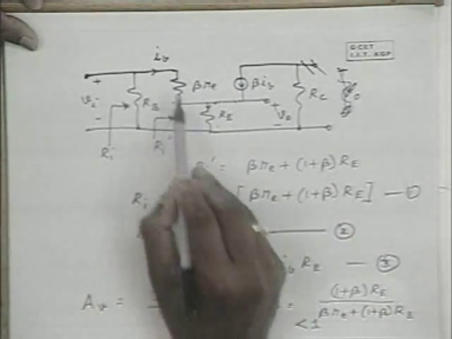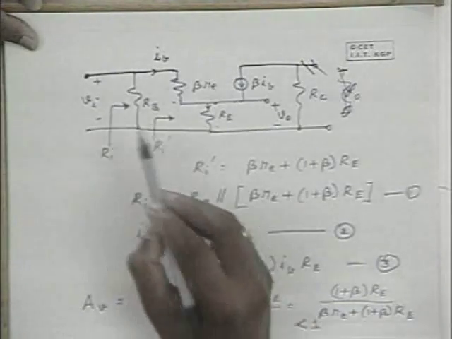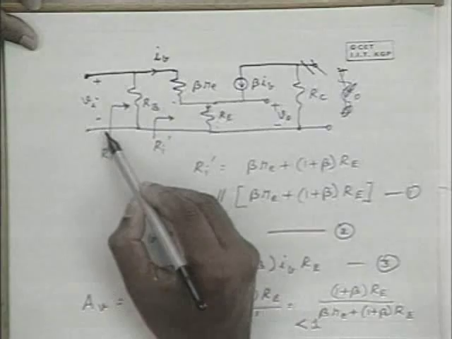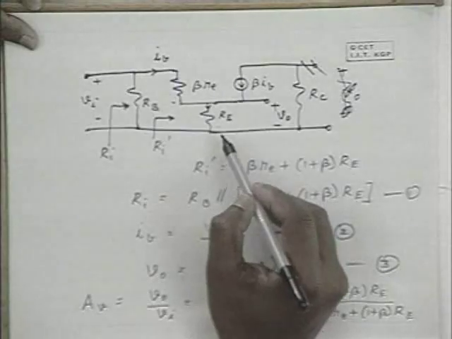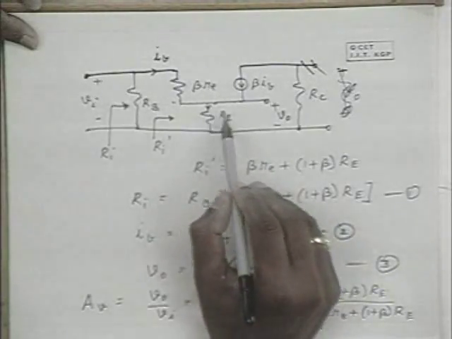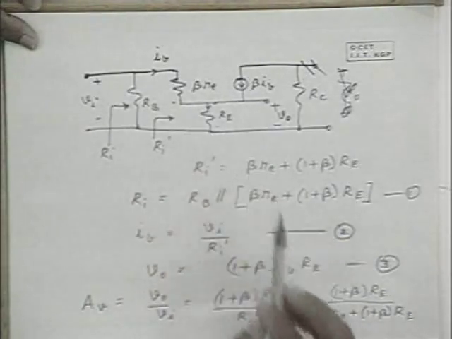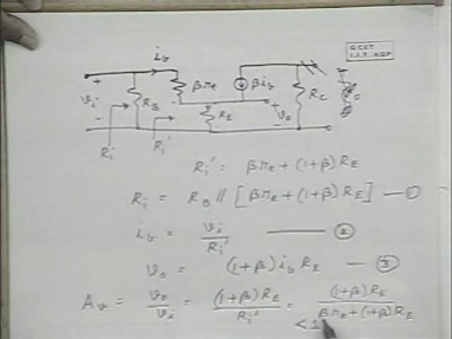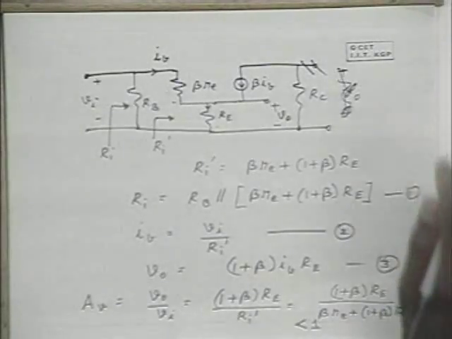and the input impedance is Rb in parallel with this Ri dash. And we obtained an expression for the voltage gain. Because the input voltage is equal to this voltage drop and this voltage, the output voltage is going to be a fraction of the input voltage, and that fraction is almost close to unity, and that's equal to 1 plus beta Re by beta Re plus 1 plus beta Re. When 1 plus beta Re is much larger than beta Re, this is almost unity.